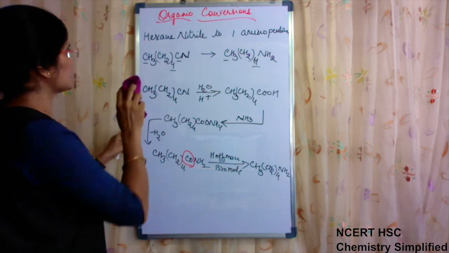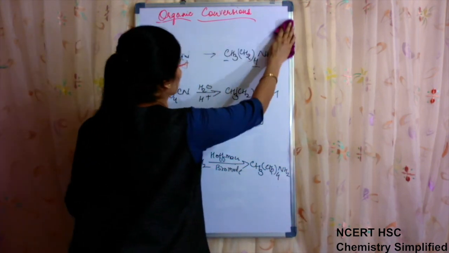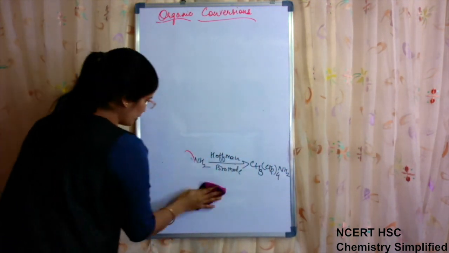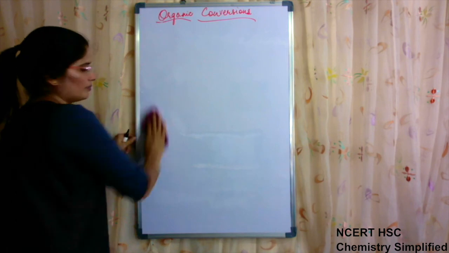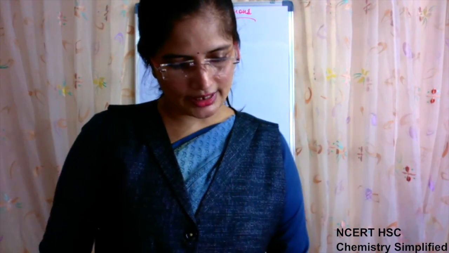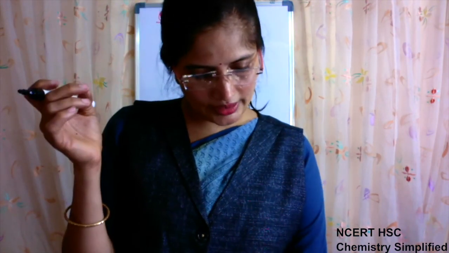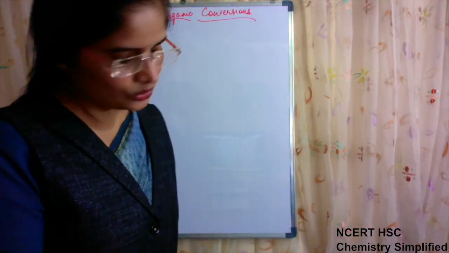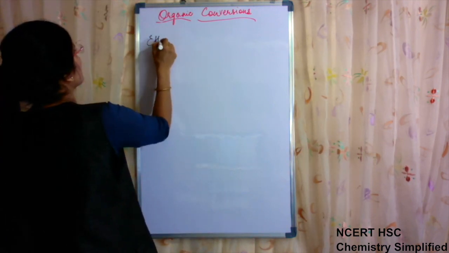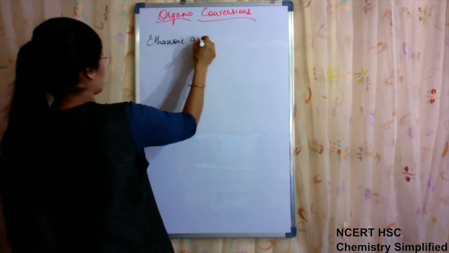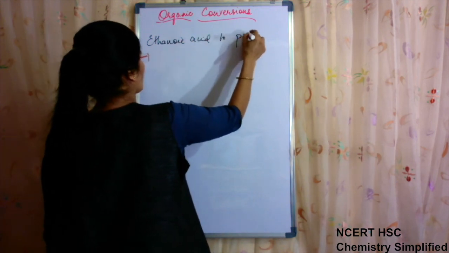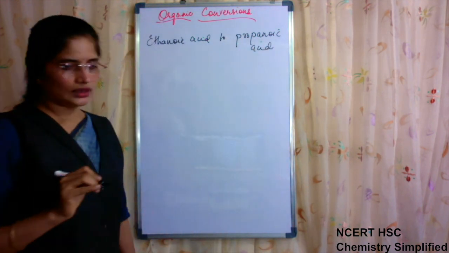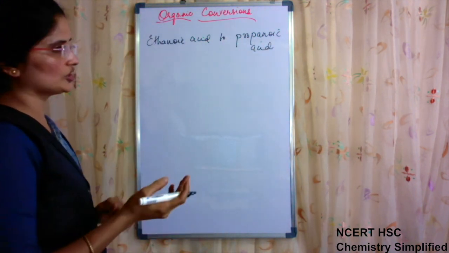Now we come to the next one. So they seem to be difficult, but actually they are not difficult if we know the few fixed types of reactions which will be utilized for them. Next is ethanoic acid into propanoic acid. Okay, this one we will do. Ethanoic acid to propanoic acid. Now gradually you will also learn which reaction to use.